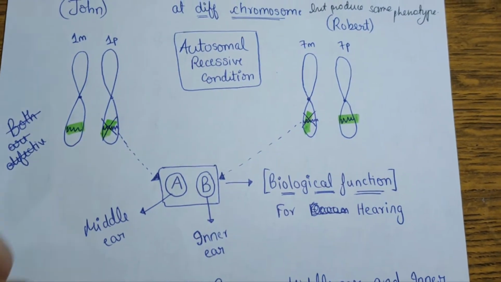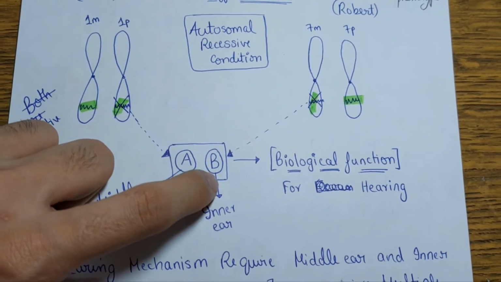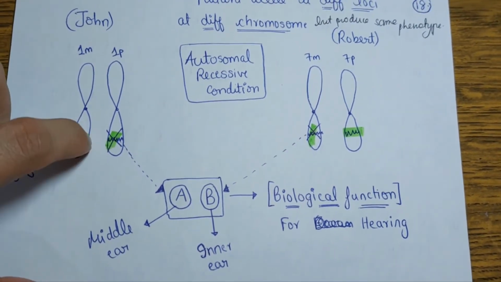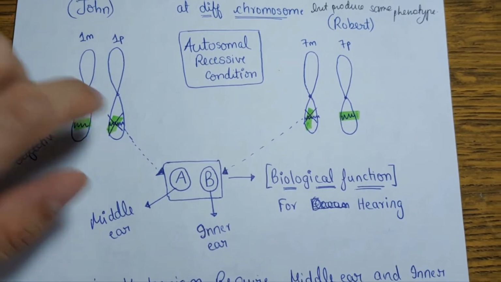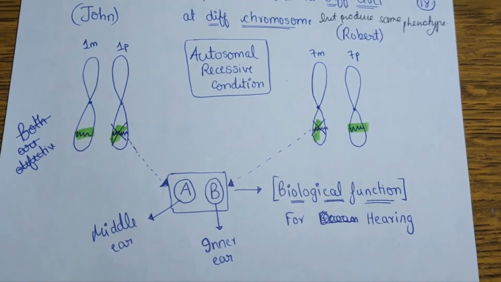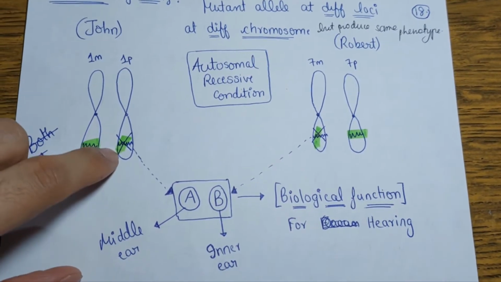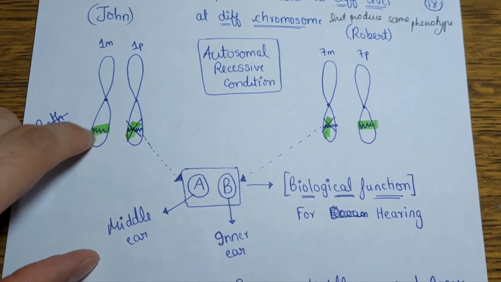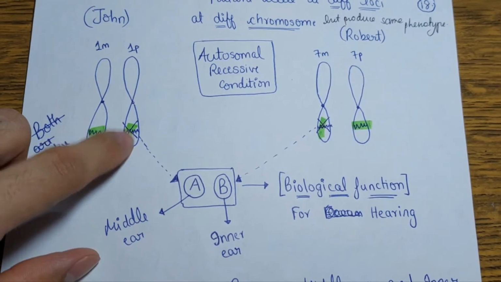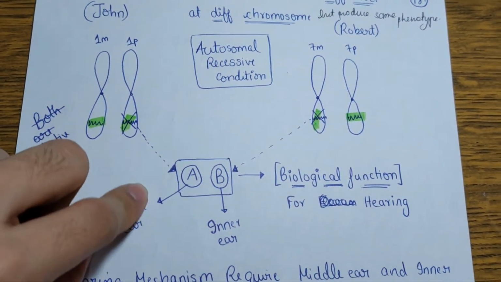So the ear is made up of the middle ear and inner ear. If we think that homologous chromosome 1 is responsible for formation of the middle ear and homologous chromosome 7 is responsible for the inner ear, if there are defective genes present on both chromosomes in John's family, as he is homozygous for the mutant allele, he won't have the middle ear and he will be deaf.